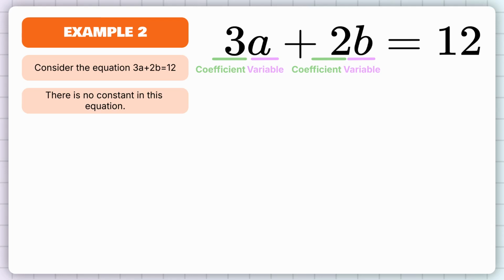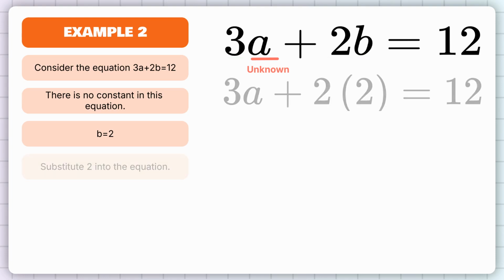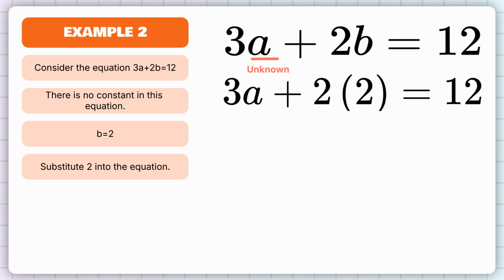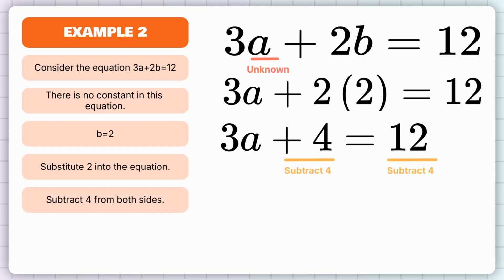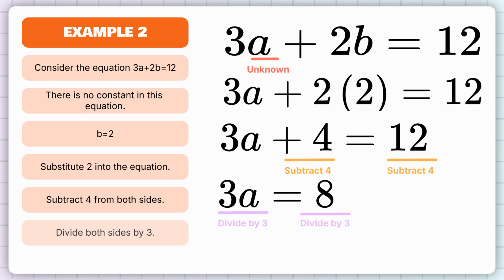Let's say we want to solve for a when b is known. Suppose b equals 2. Substitute b with 2 in the equation, which simplifies to 3a plus 4 equals 12. Subtract 4 from both sides, which simplifies to 3a equals 8. Divide both sides by 3, which simplifies to a equals 8 over 3, or approximately 2.67. So the solution to the equation 3a plus 2b equals 12, when b is 2, is a equals 2.67.